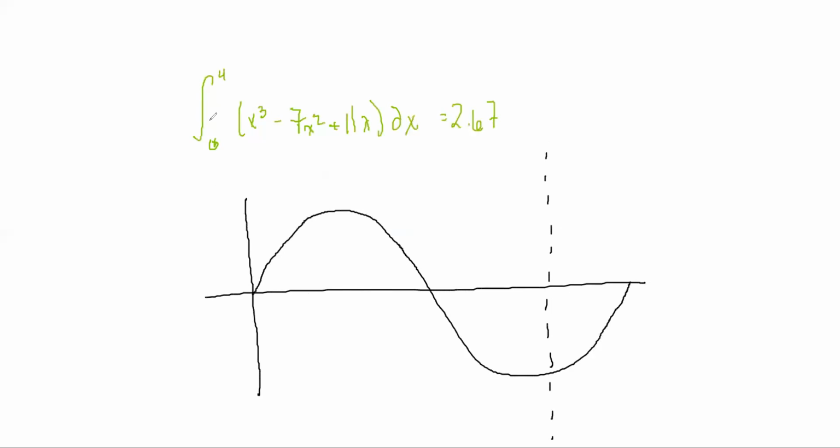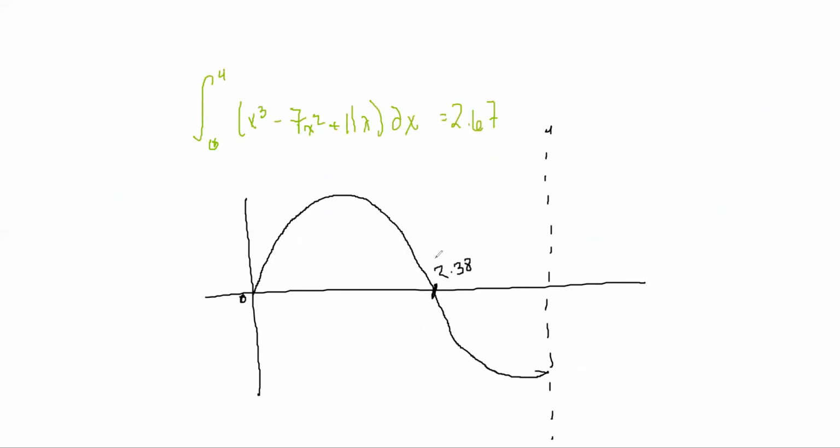So basically what they did is, I'm going to redraw this curve. All right, so this is the curve that we're looking at, between 0 and 4. This dotted line here is going to be 4. So here's 0, this is 4, and this is going to be 2.38, because that's where it's going to equal 0, right? So that's where our 0 is.